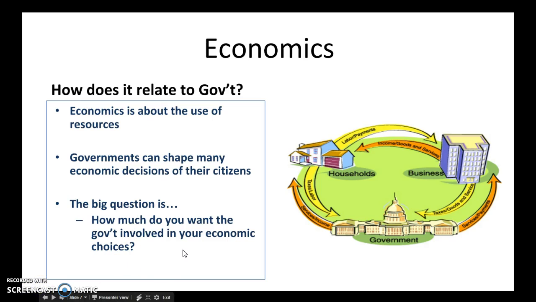The big question that people ask themselves when they're thinking about how much the government of their society is going to relate to the economics of their society is, how much do we want the government to be involved in making our own economic choices? Once again, we have several options. We're going to go through each one of those in turn.